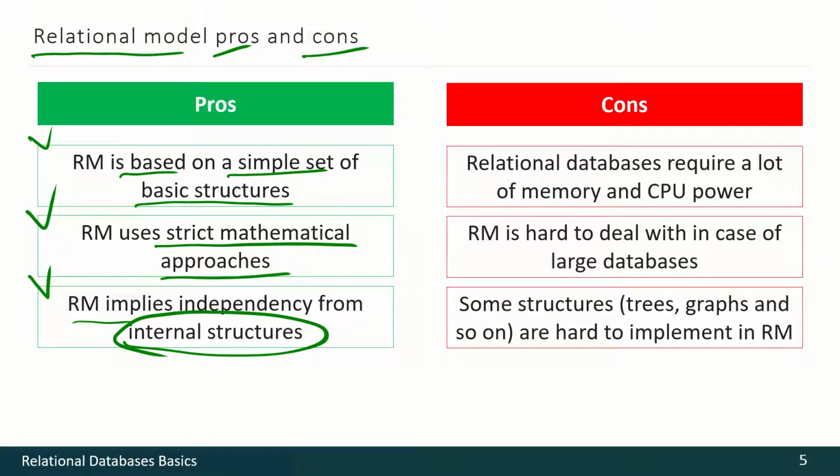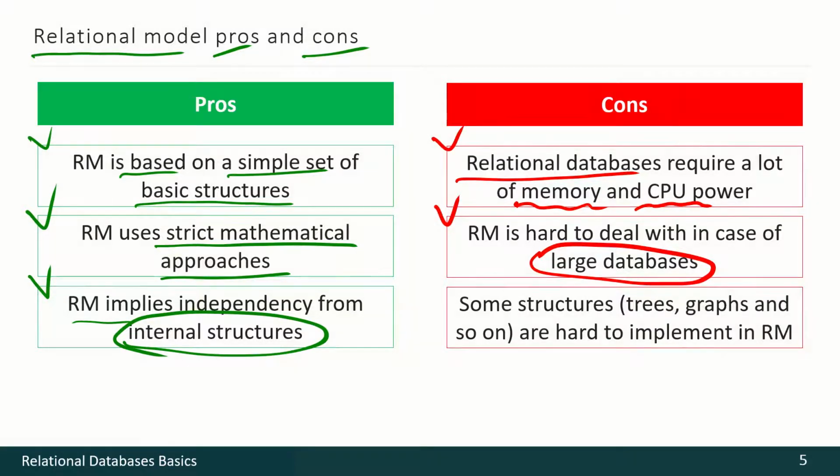Speaking about cons, we have to say that relational databases usually require a lot of memory and CPU power. That's true. Some alternatives require less memory and/or CPU power. The relational model, like many others, is hard to deal with in the case of large databases. This is not unique to the relational model. Other models have the same issue, but nevertheless the relational model also does.